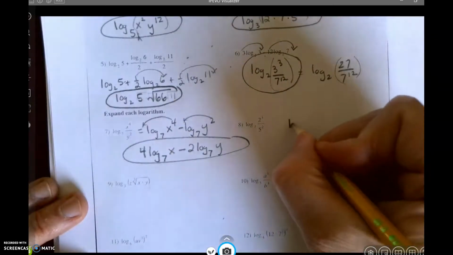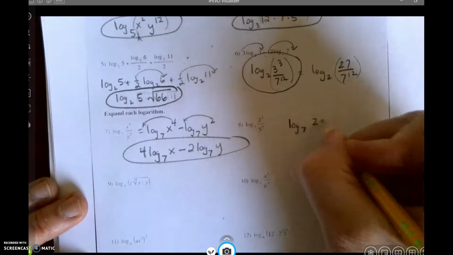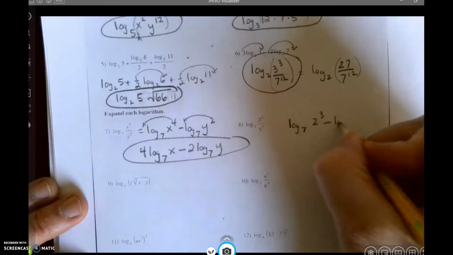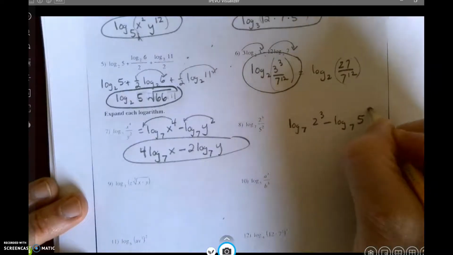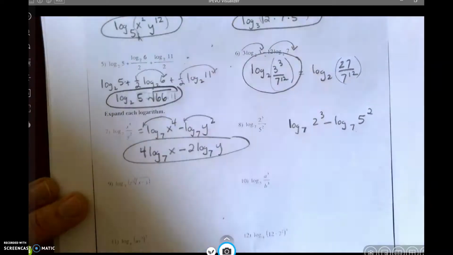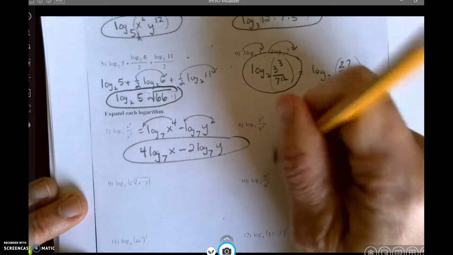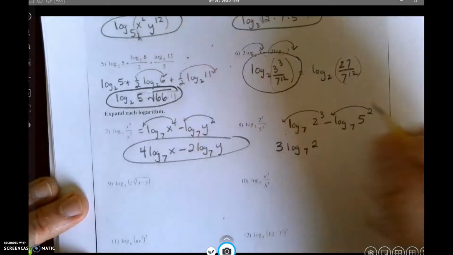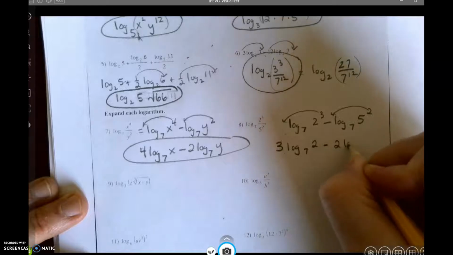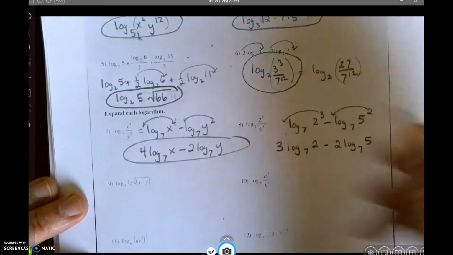I've got log base 7 of 2 cubed minus log base 7 of 5 squared, because division is subtraction. Those exponents move to the front. 3 log base 7 of 2, sorry, I moved a 3 to the front. Minus 2 log base 7 of 5.